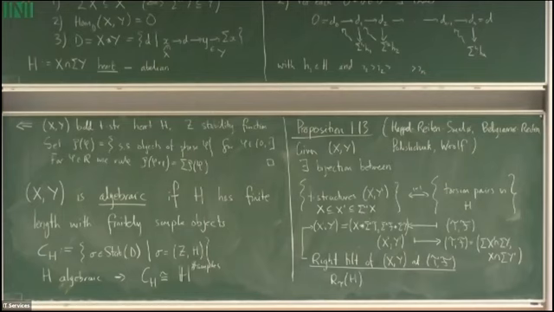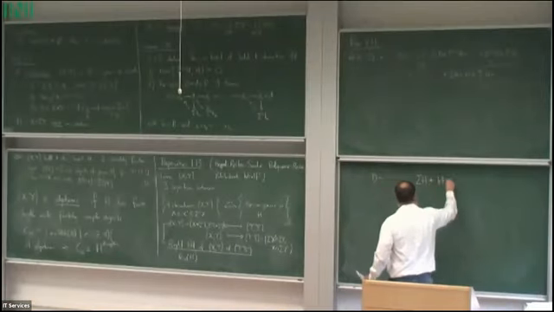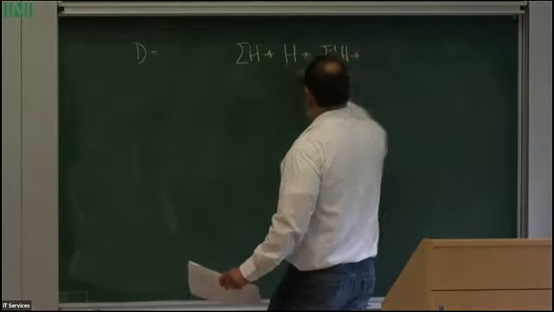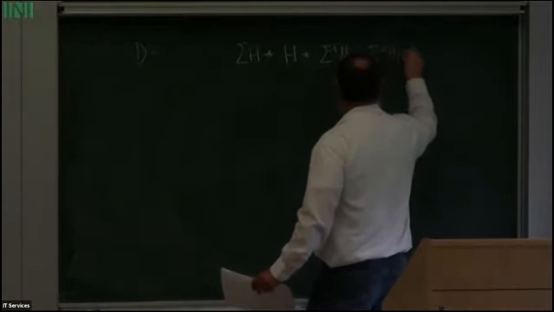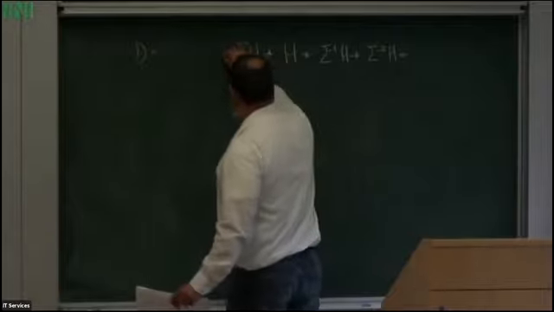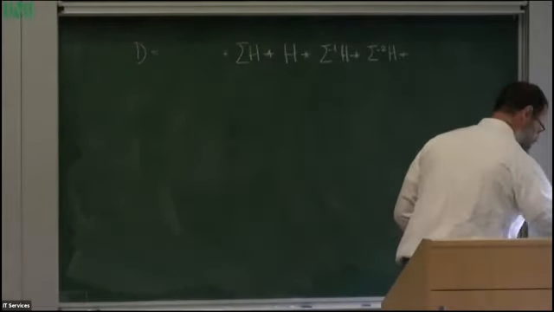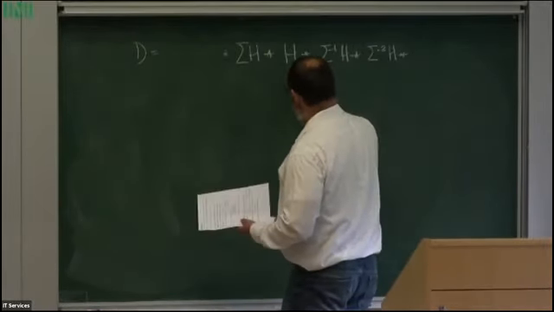So how do you actually remember this formula? Remember D is equal to ... Σ^{-1}H * H * Σ^{-2}H ... maybe I need a bit more. But actually I can refine this a little bit, because it's a torsion pair.